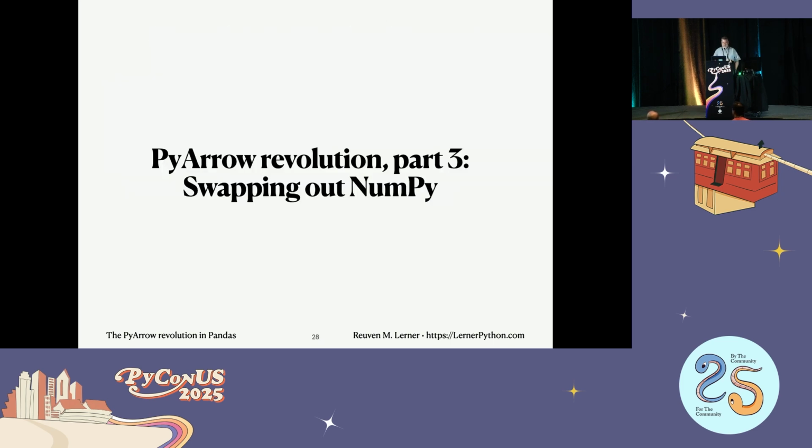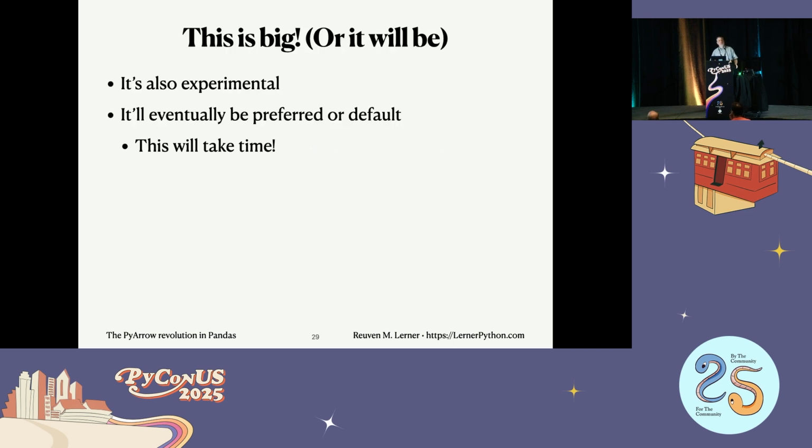Okay, third part of the PyArrow revolution, swapping out NumPy, and this is really, really big, or at least it will be big. It is currently in Pandas. You can use this, but it is experimental. That said, at some point in the coming years, this will become the default. I trust the Pandas core developers that they will be very slow and thoughtful about this. They won't just one day cut off NumPy, but little by little, we're going to be encouraged to use PyArrow. So it's going to take time.